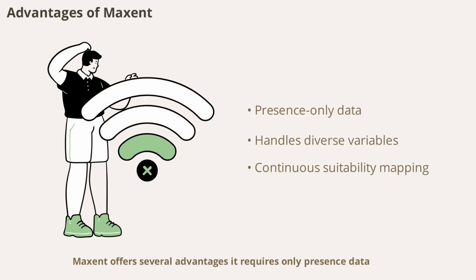MaxEnt offers several advantages. It requires only presence data, can handle both continuous and categorical variables, and produces continuous suitability maps. Its mathematical rigor and flexibility make it suitable for a wide range of ecological applications. MaxEnt's ability to differentiate habitat quality within suitable areas provides valuable information for conservation planning and ecological research.